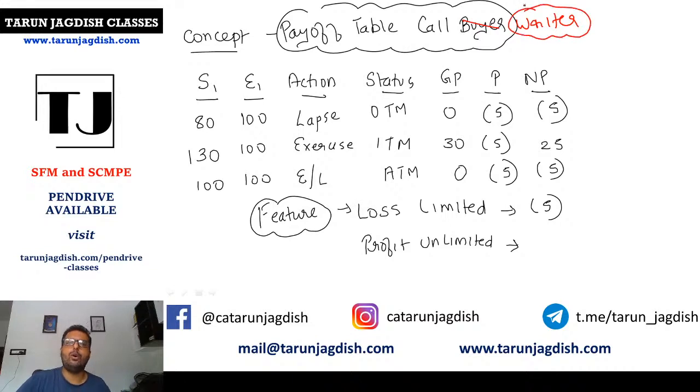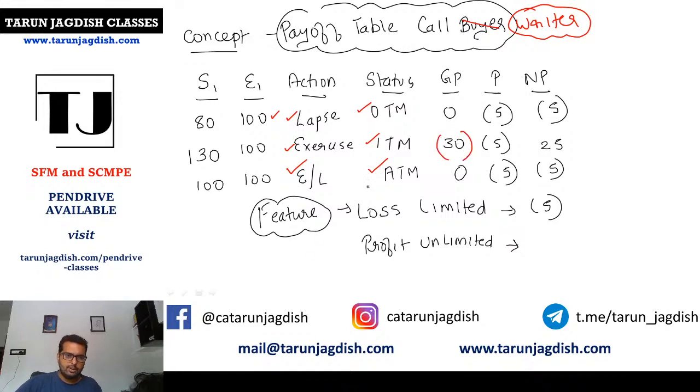Friends, the table for call writer will be exactly the same as table for call buyer. These are the basic data. If the buyer lapse, writer will say yes sir. Buyer exercise, writer will say yes sir. No change over here. Buyer says out of the money, writer will say yes sir. All these also the same. Gross profit, instead of putting plus 30, it will become a loss.